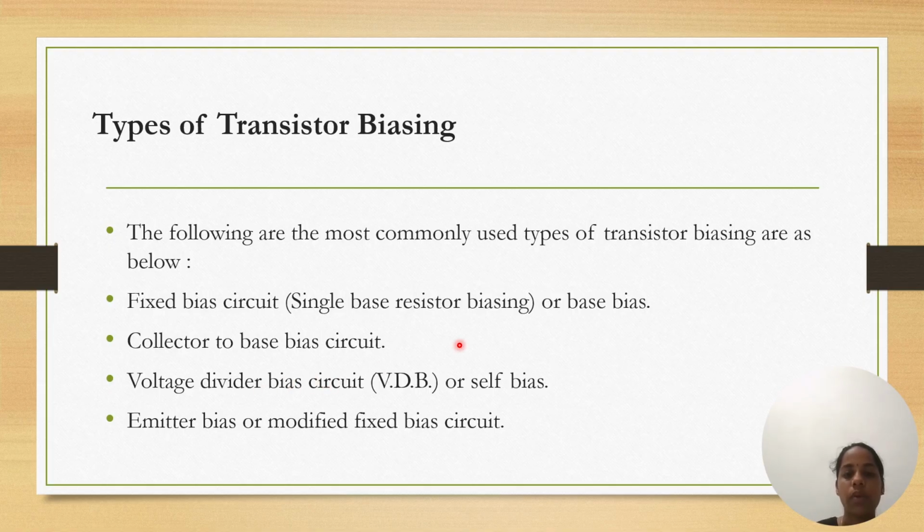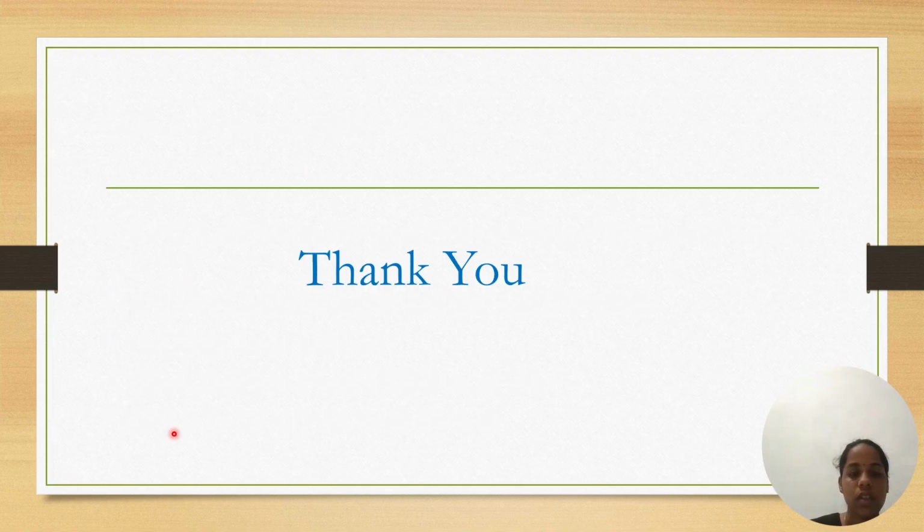This is all about transistor biasing. First, we saw what transistor biasing is and the need for transistor biasing. Next, need for stabilization. These are the types of transistor biasing. This is all about my topic, transistor biasing. Thank you.